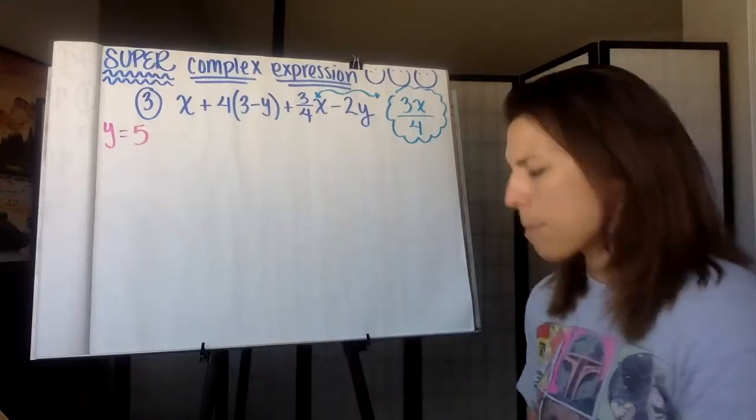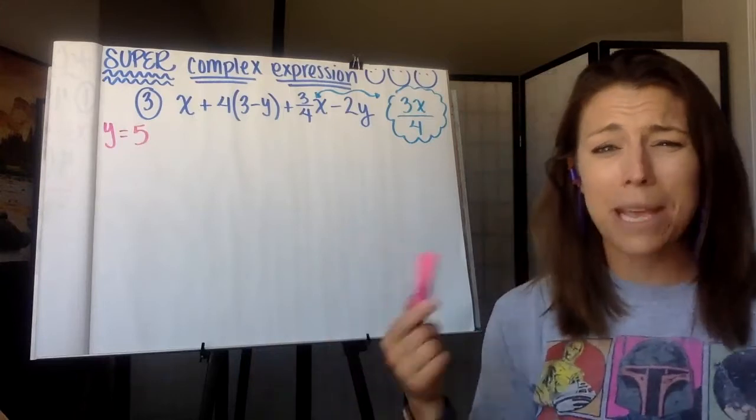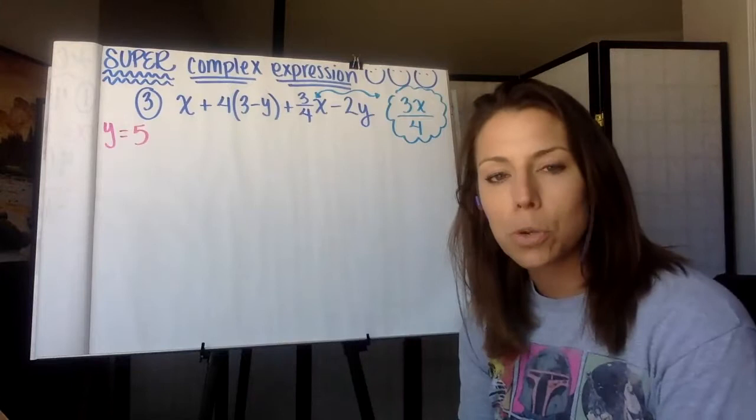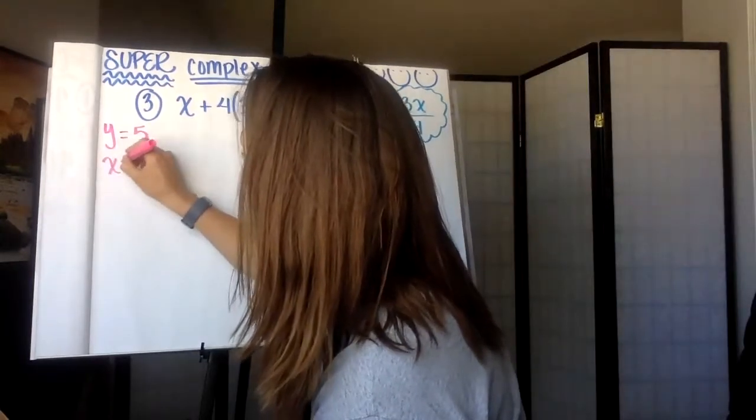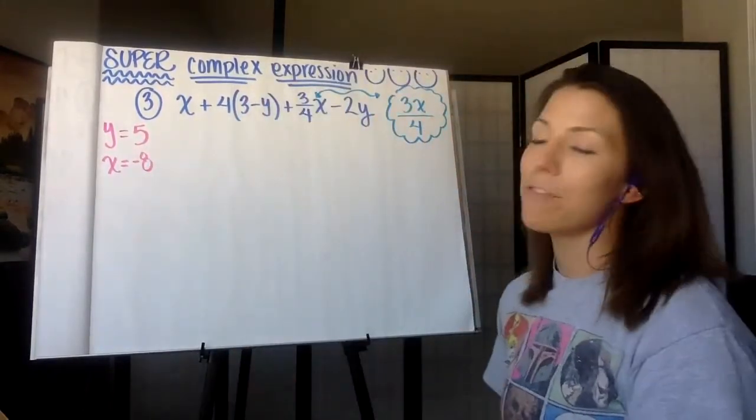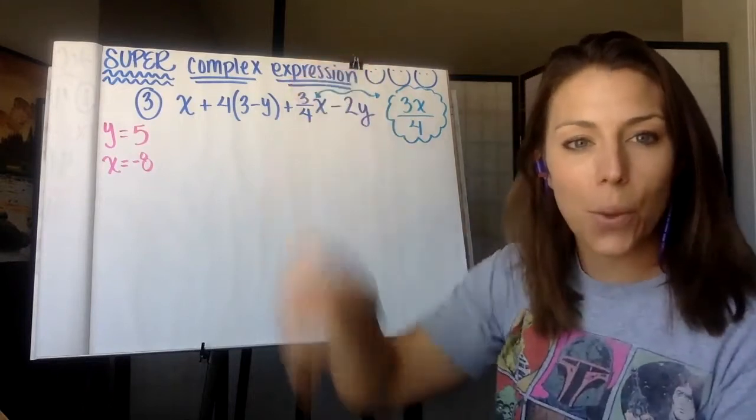So if I'm thinking about a number that's divisible by 4: 4, 8, 12, the bigger it gets, the tougher it's going to be. So let's just do 8. But because this is a super complex expression, let's make it negative 8. So I have decided to substitute or input 5 for y and negative 8 for x. And if you'd like to try it on your own, go ahead and pause the video now.